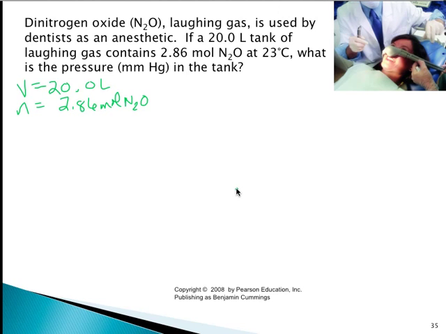Okay, well, that temperature, 23 degrees Celsius, but I remember I can't use Celsius, so I have to make that into Kelvin by adding 273. Let me write that step out. Plus 273 gives me the temperature in Kelvin, which is 296.